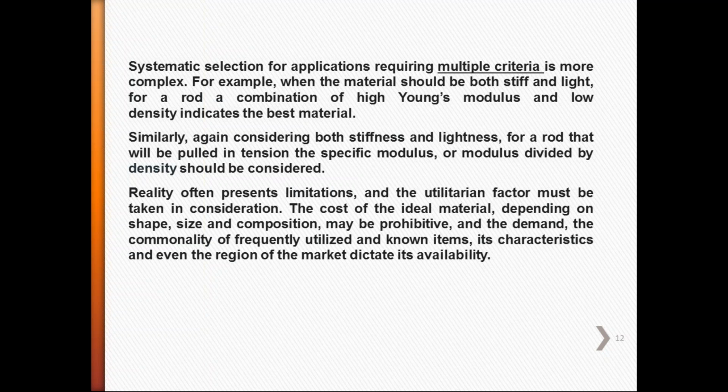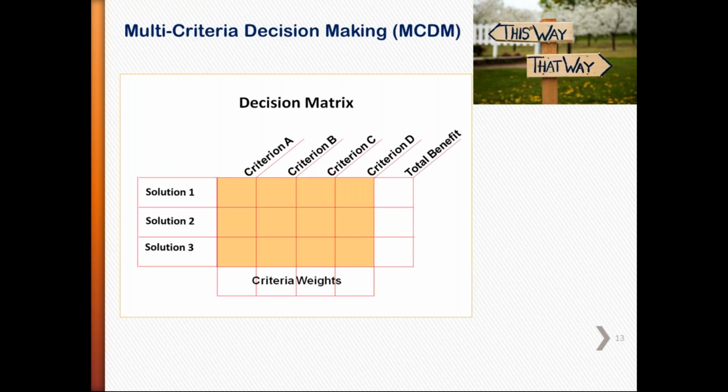Reality often presents limitations, and the utilization factor must be taken into consideration. The cost of the ideal material, depending on shape, size, and composition, may be prohibitive, and the demand, the commonality of frequently utilized and known items, its characteristics, and even the region of market dictate its availability. In short, so many factors have to be taken into consideration while selecting an appropriate material.